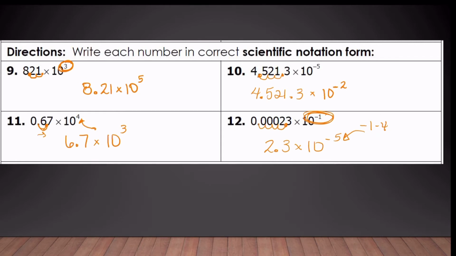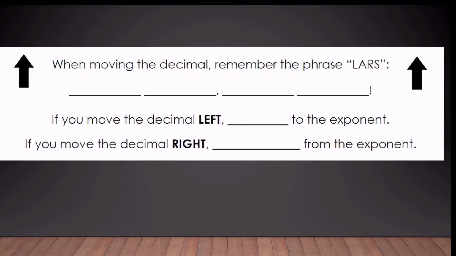So how do I remember this? How can I figure this out? Well, it's simple: LARS. I'm going to color code this. Left, if you move something left, you add to your exponent. If we move something right, I subtract. This is only when you're given something that's not in scientific notation yet, but it's also not in standard form. If it's just a number, that's standard form, we do our normal stuff.